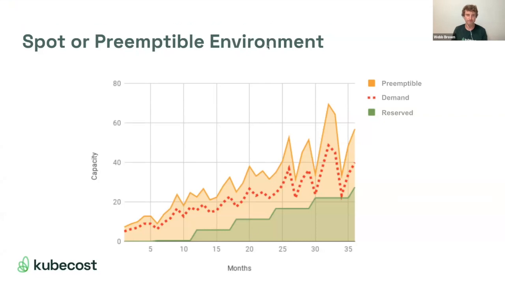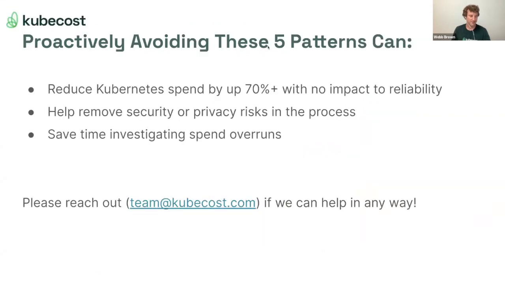All right. So if we just recap, these 5 anti-patterns, if you can proactively avoid them, again, we see an opportunity to reduce spend by 70% or even more, which is well above our goal of 30%. But the vast majority of teams can reduce spend by at least 30%. In the process, by doing things like removing orphaned workloads or catching Bitcoin miners, you can reduce security concerns.